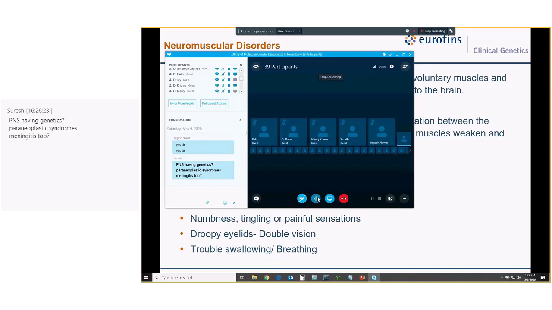So meningitis is a bit more tricky, but we can take a look at that. Very honestly, Dr. Suresh, my team and I would have to look into it. I would not rule it out at present, but we would have to look into it and then we would be able to come to a conclusion, because that is not something we commonly see referred for genetic testing.